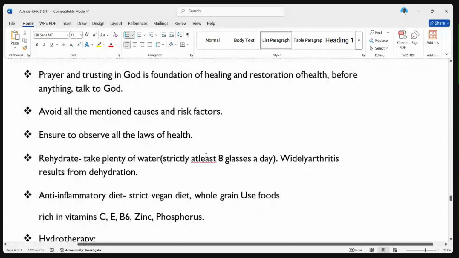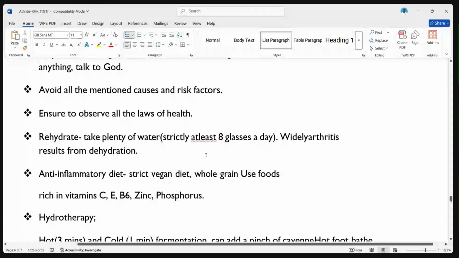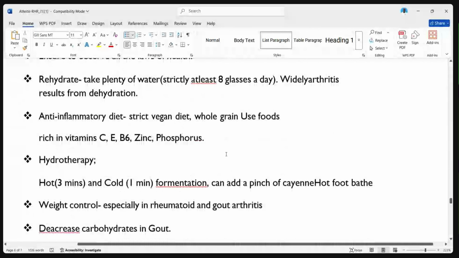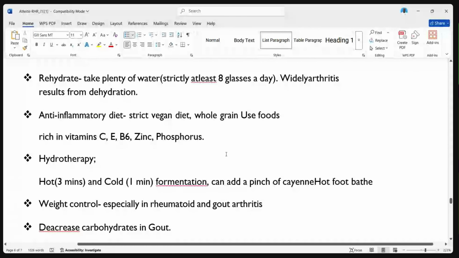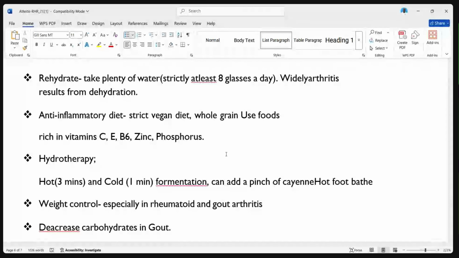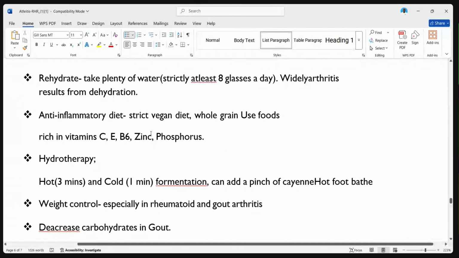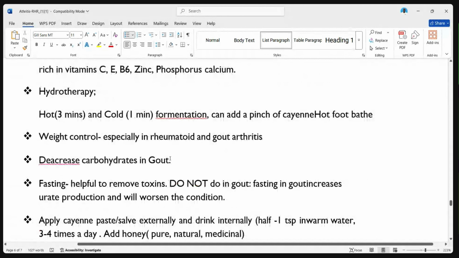And then rehydrate. Take plenty of water, strictly about 8 glasses a day. But I had told you how to calculate the amount of water someone needs in a day, so I will not be able to go back into that. And then we'll give anti-inflammatory diet, and this is literally a strict vegan diet with all the foods in it. And these foods must be very rich in vitamin C, vitamin B, B6, zinc, phosphorus, and calcium.